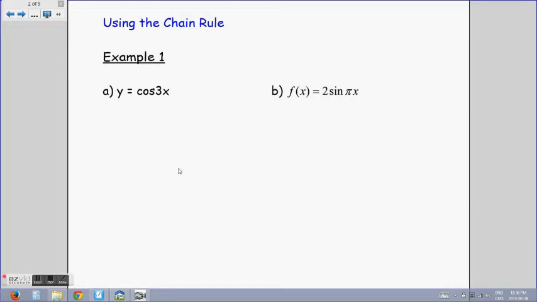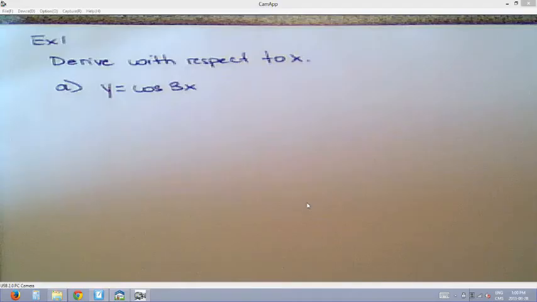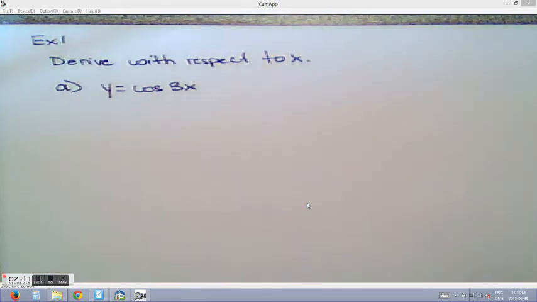B, we have f of x is equal to 2 sine pi x. Again, pi x is inside the sine function, and 2 is a coefficient that is being multiplied to sine of pi x. Looking at example 1a, where y is equal to cosine of 3x, we want to differentiate with respect to x, which is an independent variable. Let's see how this is done.